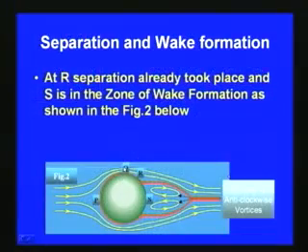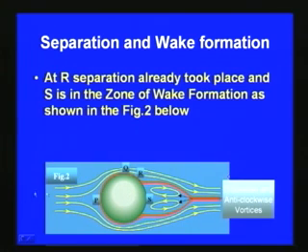So, here, say at R, separation already took place. As I mentioned earlier, Q is the separation point, and from there onwards the separation already took place. Then you can see that the wake is formed, and this shows the wake. Within this wake, clockwise and anti-clockwise vortices will be formed, and this region is called the wake, and this process is called wake formation, as shown in this figure.